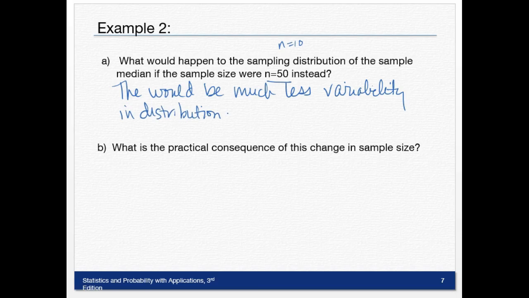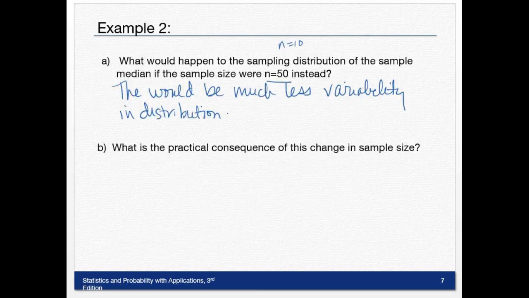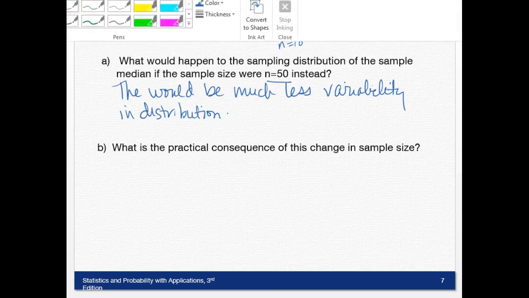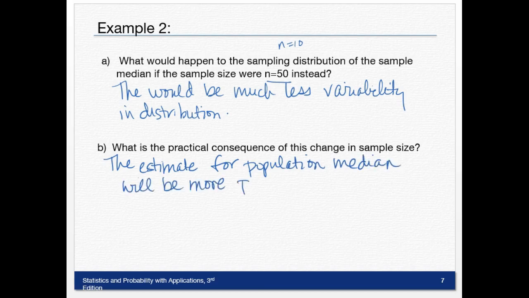So what am I referring back to? I'm referring back to this slide right here. Look, we said at 100 samples, look how broad that distribution was. But if I do 1,000, it got really tall and skinny, which means the variability went way, way, way down, okay? So going back to my question, B, what is the practical consequence of this change in sample size? Well, if there's less variability, that means my estimate will be even closer to the real value, okay? The estimate for the population median in this case will be more precise. That's what less variability will do for us, and we want that.